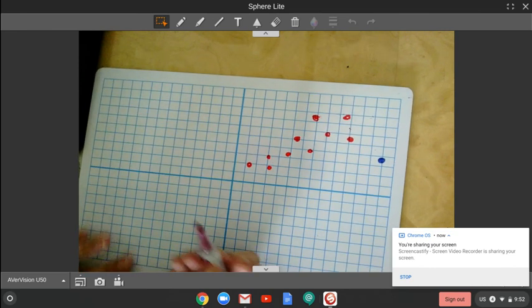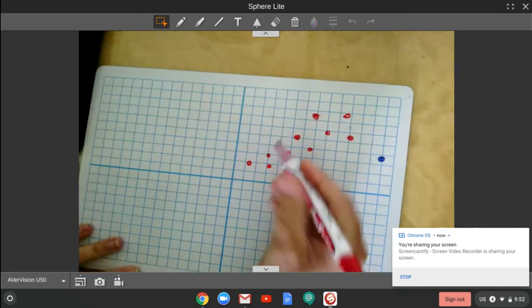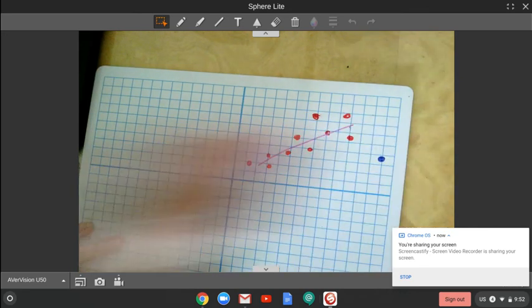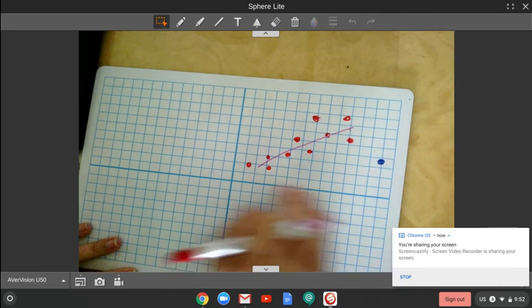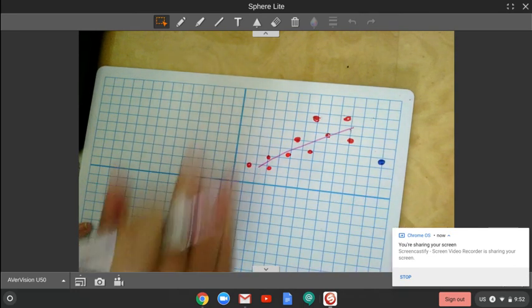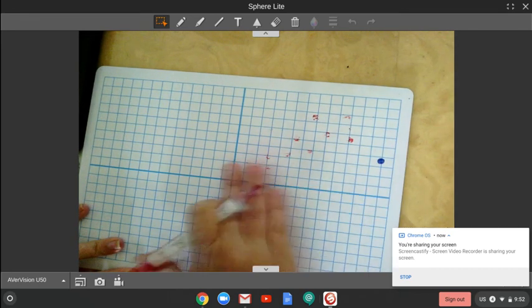So basically, it's simple as this. If you were to draw a line through the center of the data, okay, if the line is going up from left to right, in other words, X is increasing and so is Y, it's a positive correlation. Okay, I'll show you another example.